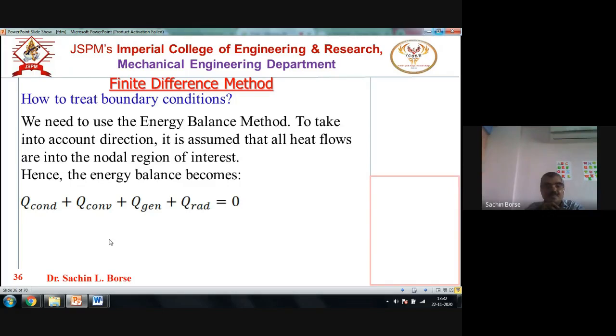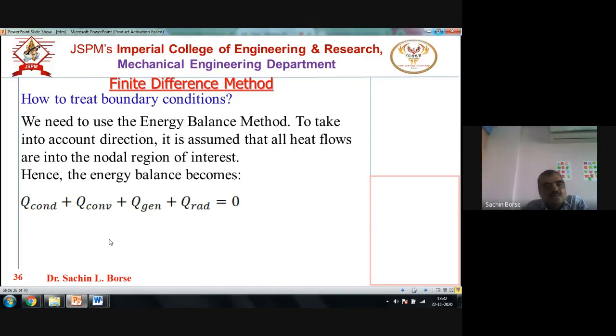To treat the boundary condition, we have to take the help of a method called the energy balance method. While using the energy balance method, we follow the convention that heat is directed towards the node. Otherwise the plus and minus signs will not be adjusted properly, somewhere it will be added and somewhere deducted, and the energy balance will not be maintained. So this convention we have to take into account.